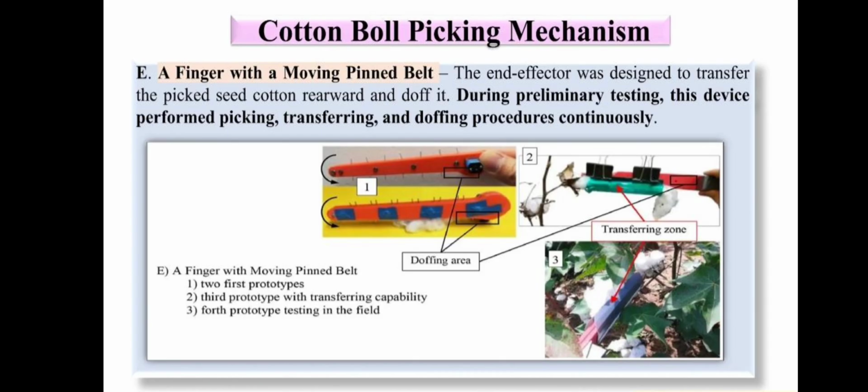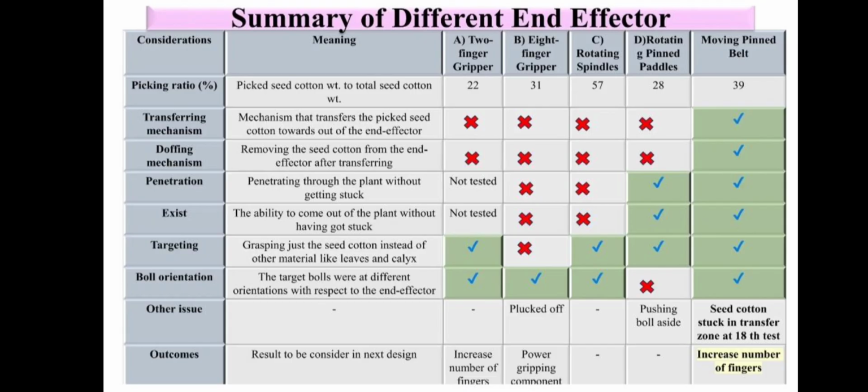The first two prototypes are the main part of the prototype. Third prototype with transferring capability, and the fourth prototype testing is done in the field. So the summary of the end effectors: we have considered many designs as two finger gripper, eight finger gripper, rotating spindles, rotating pin paddles, and lastly we have used the moving pin belt.